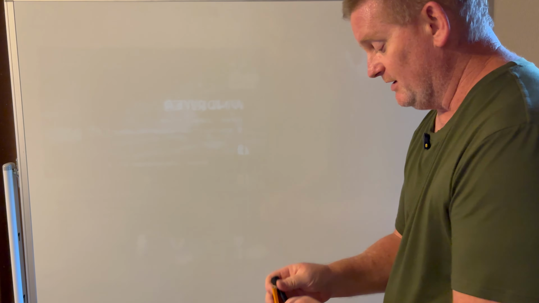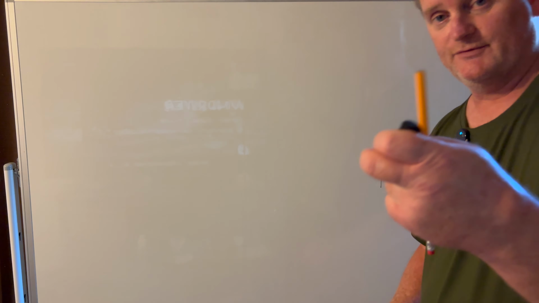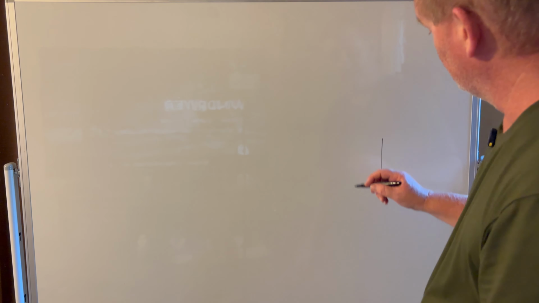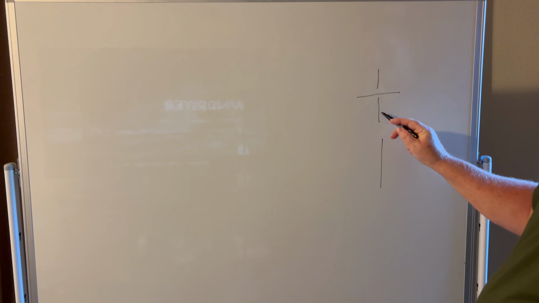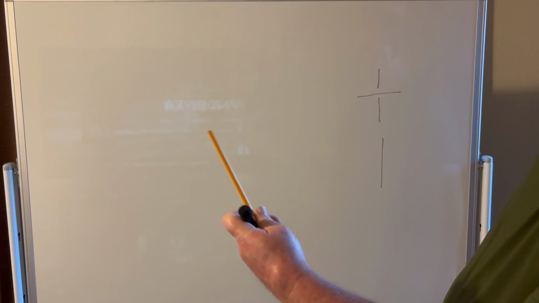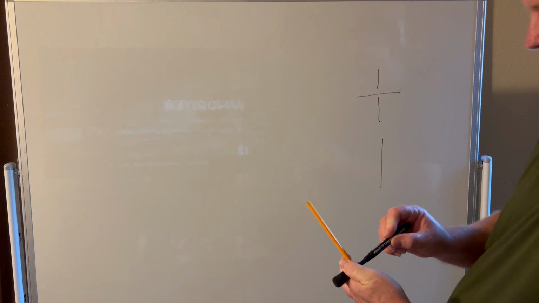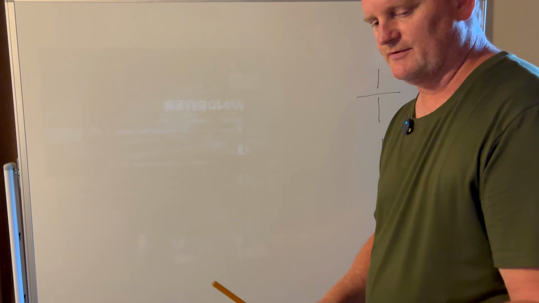We have one object. I have one pencil and it's in one piece, so I have one of one piece. The bottom number is how many pieces there are, the top number is how many pieces I have. There's one piece of the pencil and I have it, so I have the whole pencil. Are you with me so far? Let me see how this is looking on there. All right, you can see it.